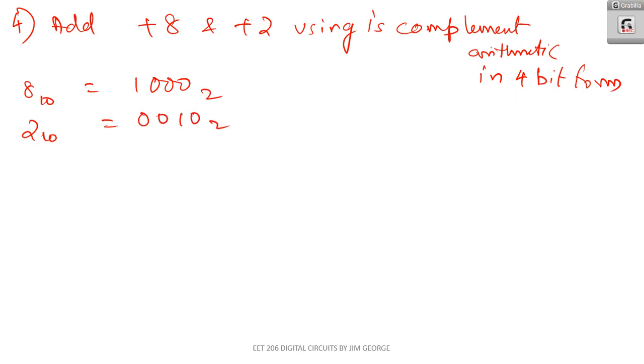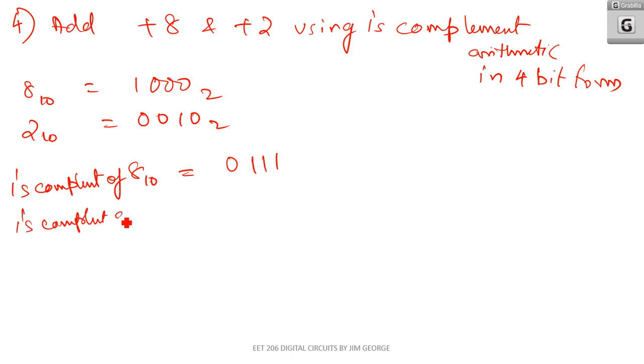Okay. Now, if you are adding plus 8 and plus 2, you have to take both the numbers in ones complement format. So you can write ones complement of 8 to the base 10. What is it? That is 1000. And what is ones complement of 2 to the base 10? That is 0010. Now add the ones complement.